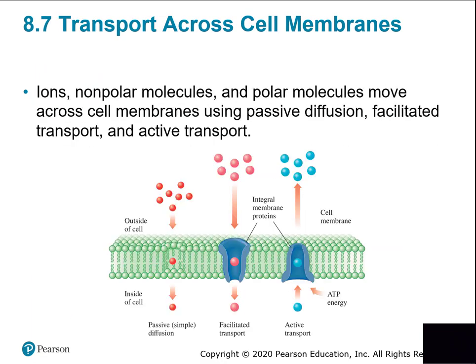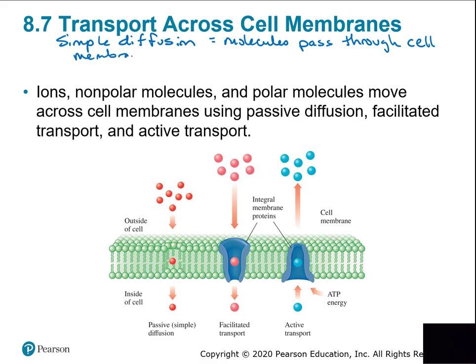So here's a couple of ways that that can happen. So the first one is what they call simple diffusion. So with simple diffusion, this only happens with molecules that can pass straight through the membrane. So they can pass through the cell membrane, moving from high concentration to low concentration.